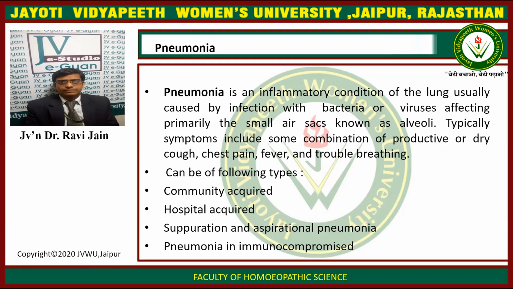It can be of the following types: community-acquired pneumonia, hospital-acquired pneumonia, suppurative and aspiration pneumonia, and pneumonia in the immunocompromised. So, what is pneumonia? It is an inflammatory condition of the lungs, usually caused by infection with bacteria or viruses, affecting primarily the small air sacs that are known as alveoli.